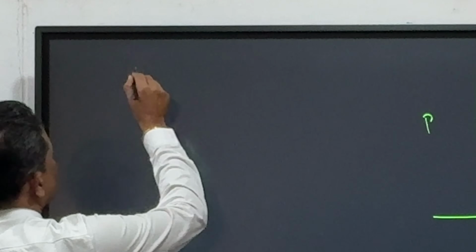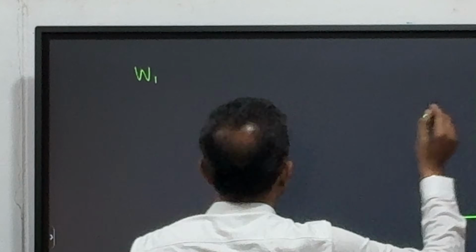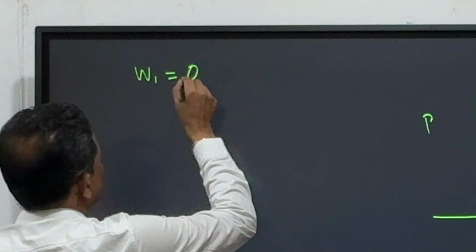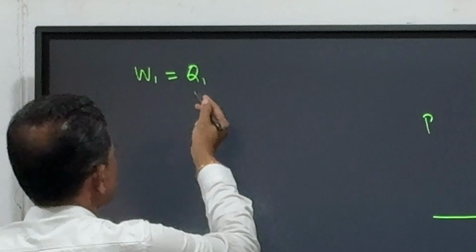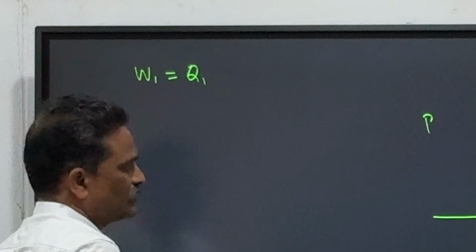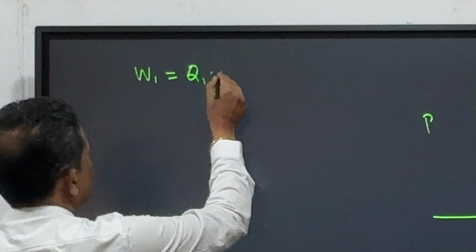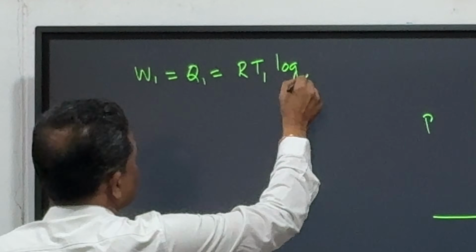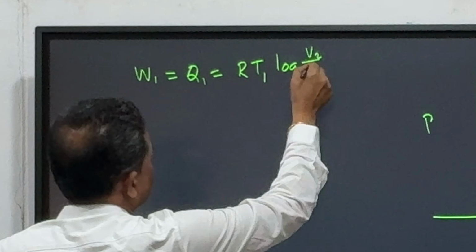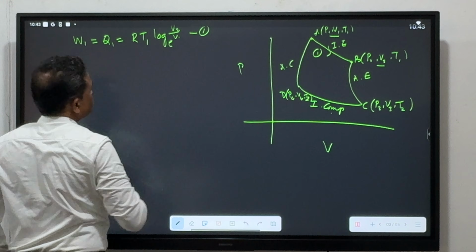So the work done in the isothermal process. Work done is W1 in the first process. This W1 is nothing but Q1. Q1 is the heat supplied by the source. Because of this heat energy only, work is done in expanding the gas. So this is given as RT1 log to the base e V2 by V1. Let us say this is equation 1.